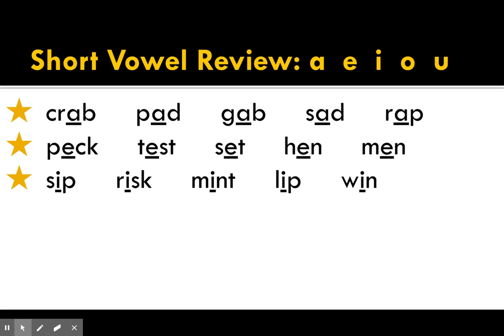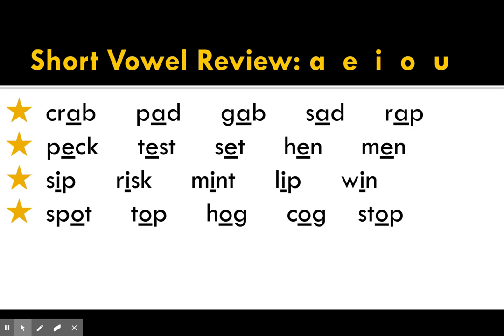Now this is the short vowel I, and it makes an ih sound, because it's stuck between two consonants, so it has to make that short vowel sound. Okay, listen to me as I read these. Sip, risk, mint, lip, win. Okay, now you read them with me. Ready? Sip, risk, mint, lip, win.